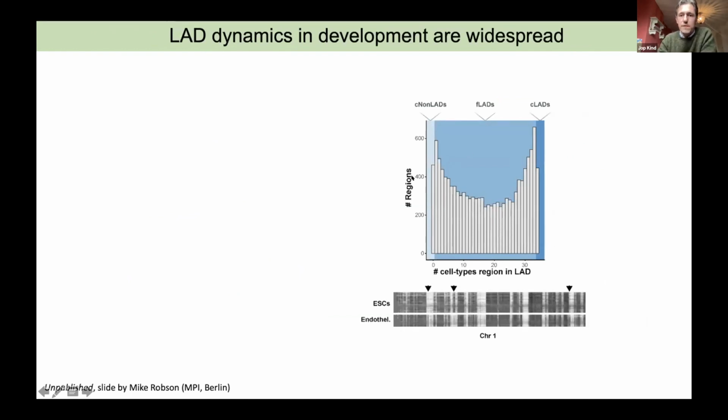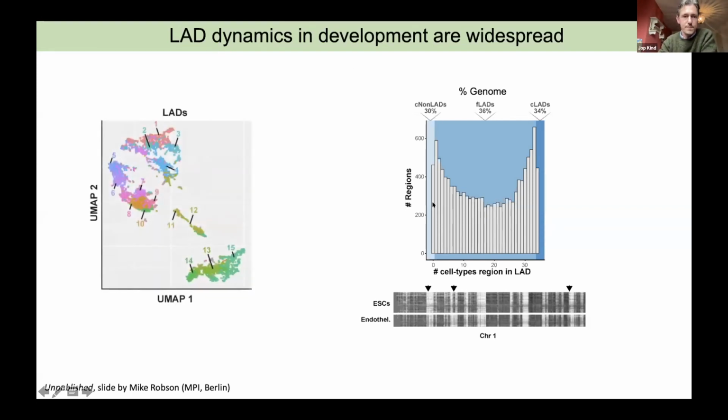And what we observe is that there's a lot of variability occurring. So there's a lot of spatial repositioning across these different cell types, and that's about 1/3 of the entire genome. The other third are these CLADs, as I referred to earlier, which are these constitutive LADs that you find positioned at the nuclear lamina across all the cell types that we looked at. And then there are, of course, regions that are never associated with the nuclear periphery.